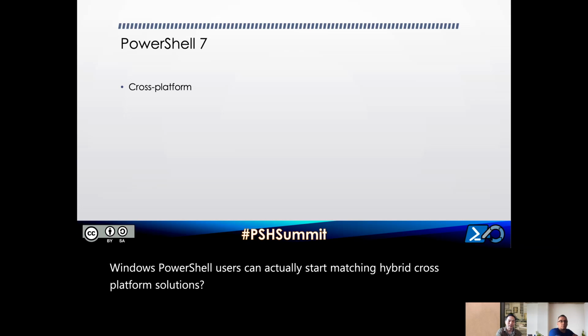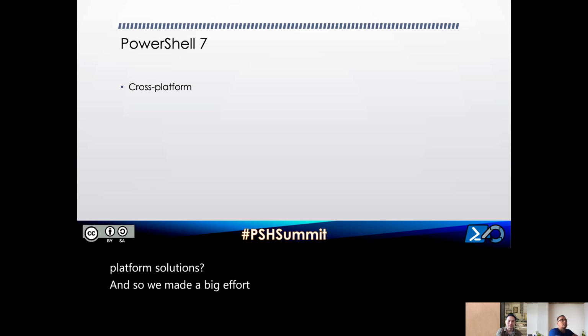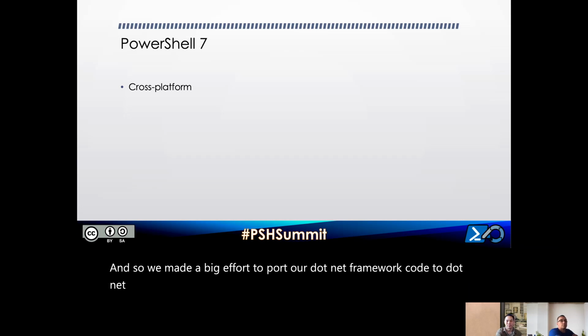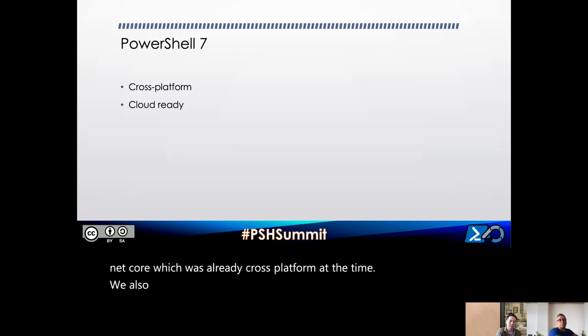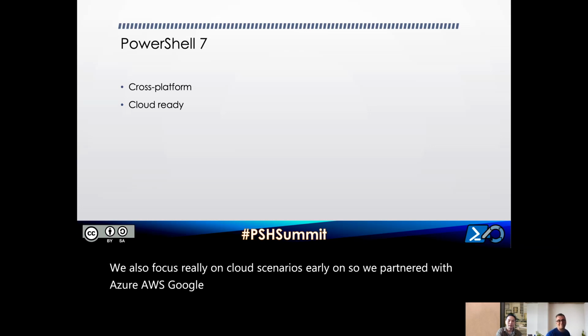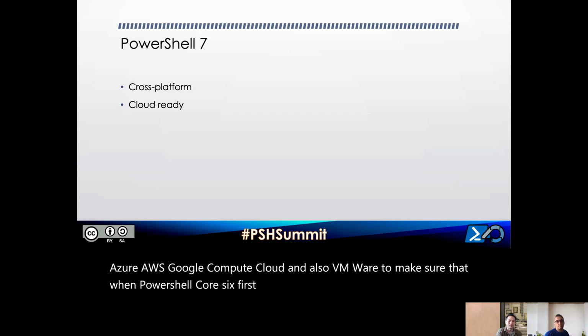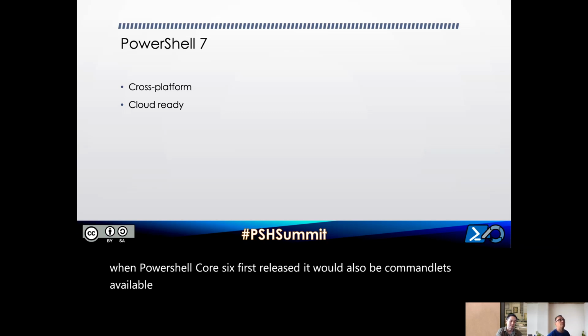And so we made a big effort to port our .NET Framework code to .NET Core, which was already cross-platform at the time. We also focused really on cloud scenarios early on, so we partnered with Azure, AWS, Google Compute Cloud, and also VMware to make sure that when PowerShell Core 6 first released, there would also be cmdlets available compatible with PowerShell Core 6 and now PowerShell 7 that worked across all those different clouds.